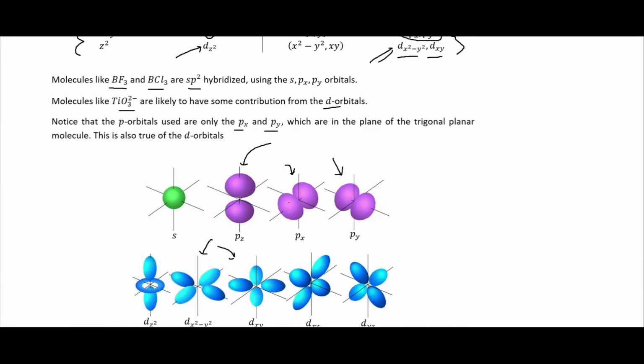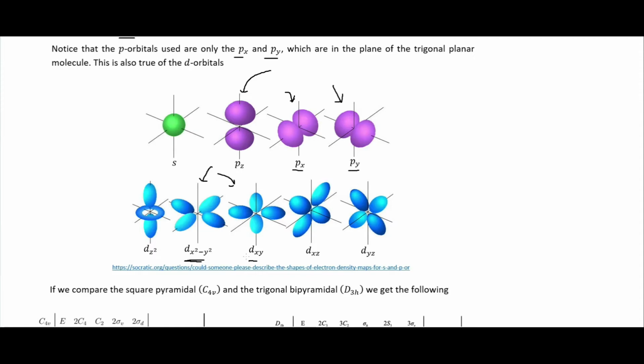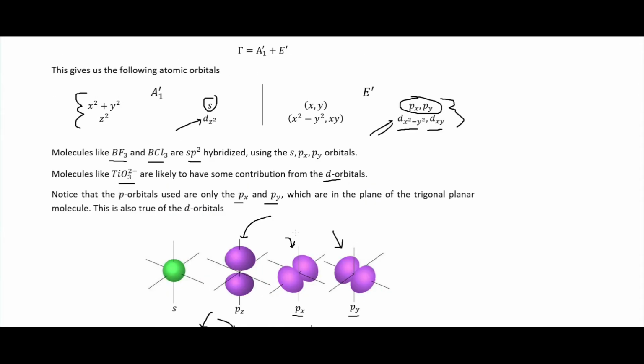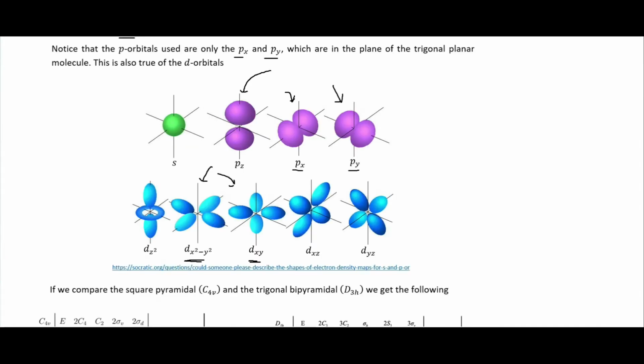And so that's why either the px and py, or this dx squared minus y squared, or this dxy will be used in the hybridization going on here. So this dz squared here is sticking above and below the plane, and so that is not likely to be used in our hybridization.